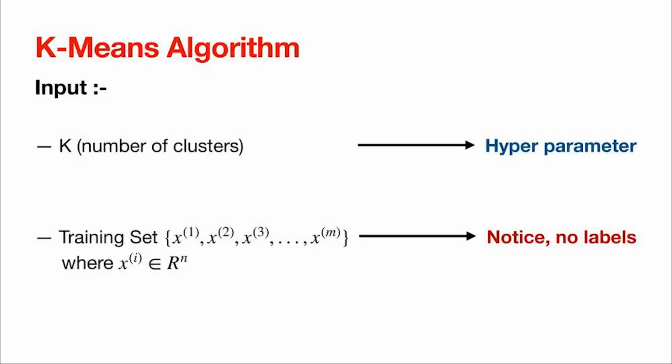So now we are getting into the details of our algorithm. What is the input for the k-means algorithm? What does it need? The first is k. K is the number of clusters. It is a hyperparameter that you have to choose. And the second is our training set. Notice that there are no labels there because it is an unsupervised learning problem. We only have the X, the features; we don't have the Y, the labels.